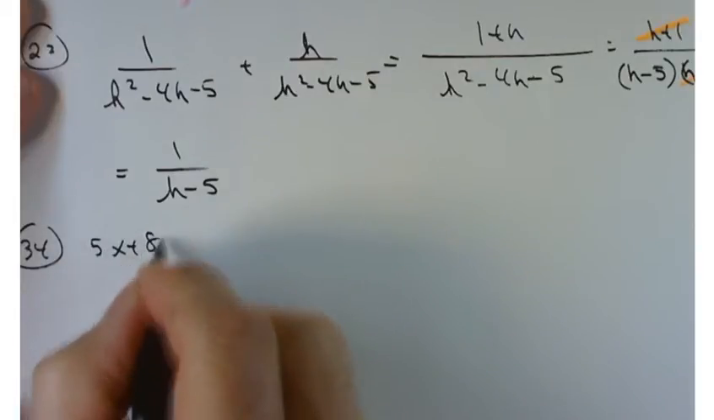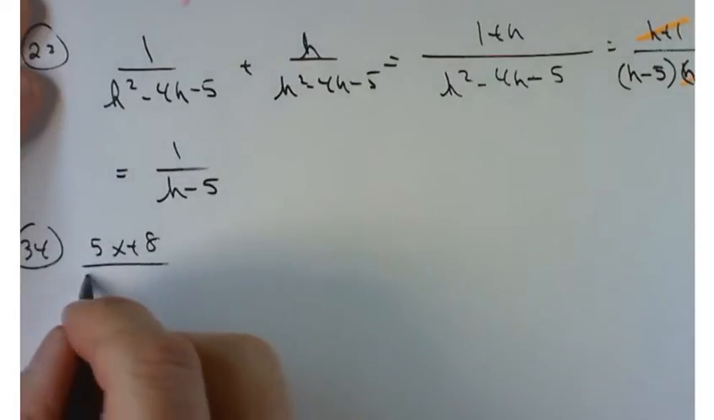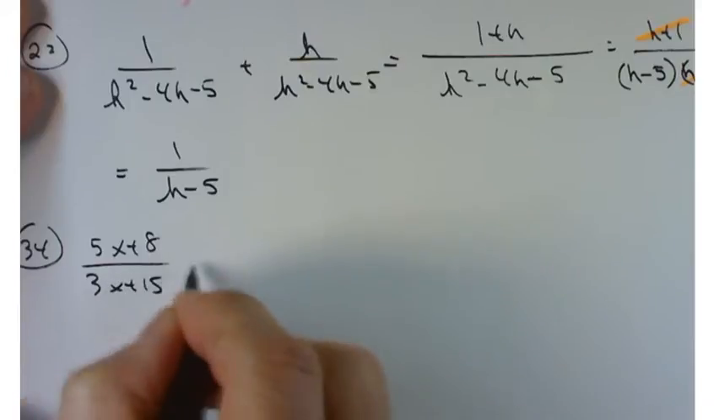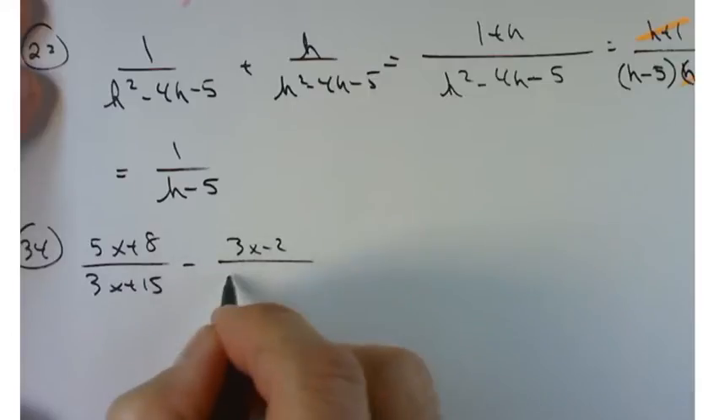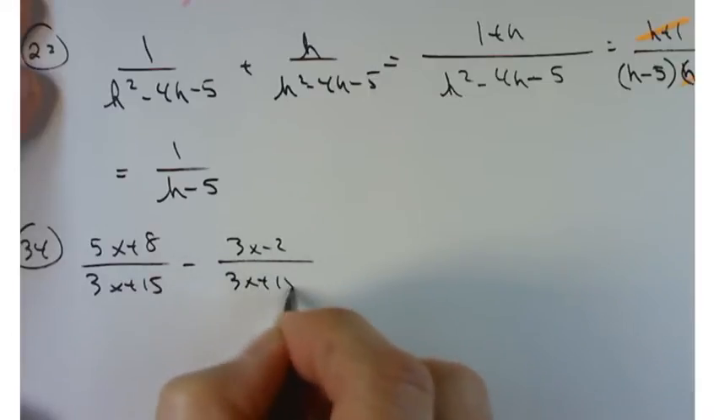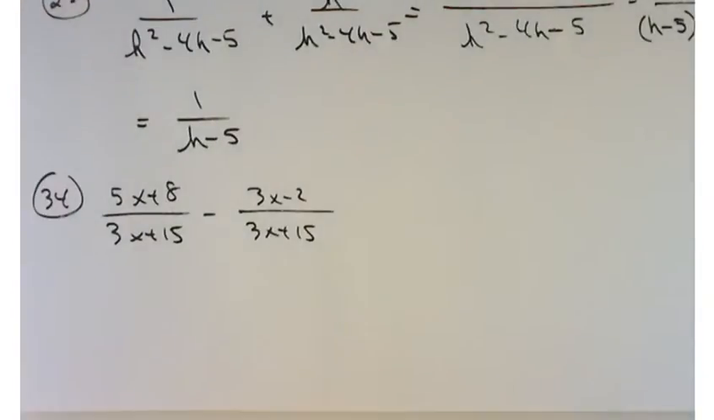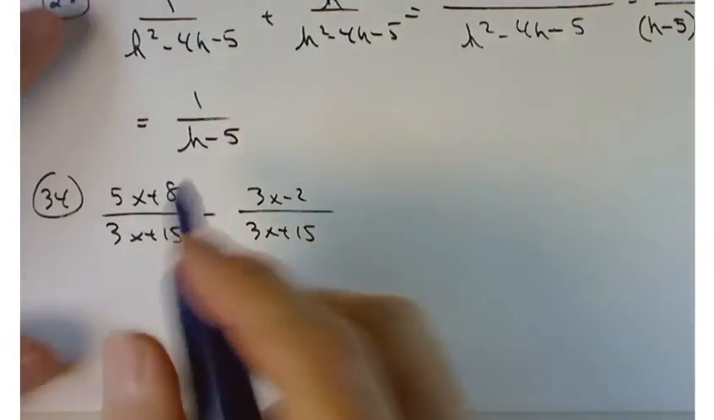5x plus 8 over 3x plus 15, minus 3x minus 2 over 3x plus 15. We're going to do two like this. I'm going to ask that you pause the video and try the next one before I finish it up.